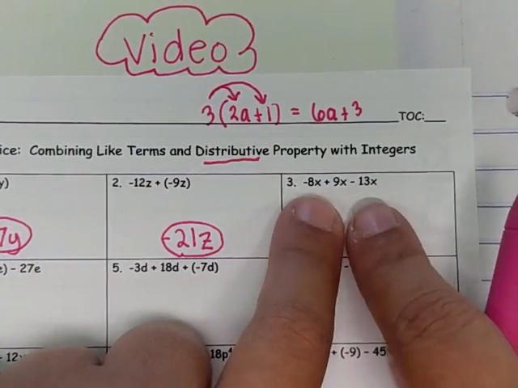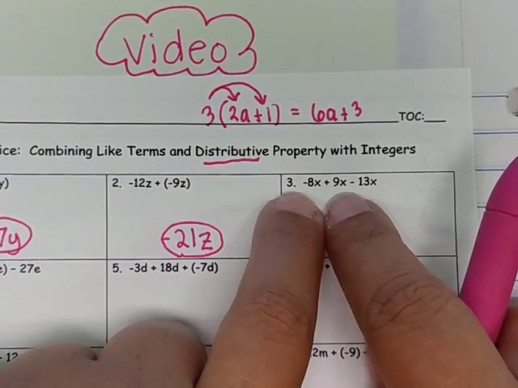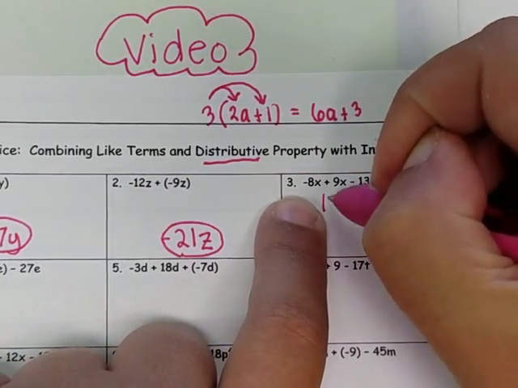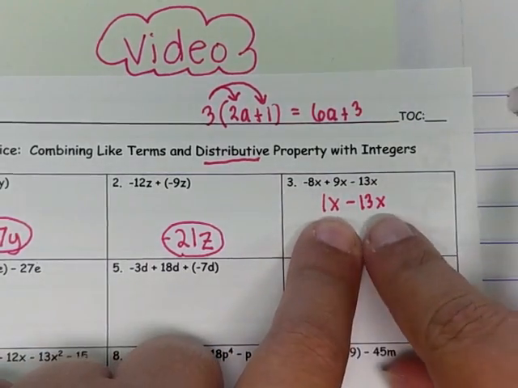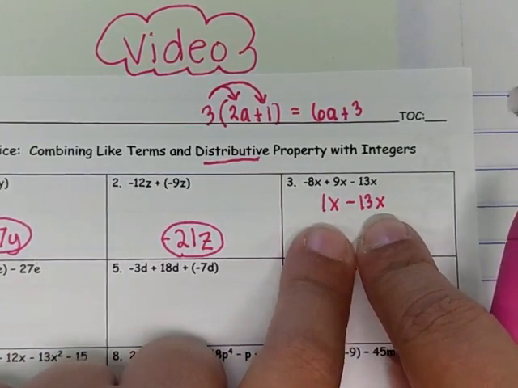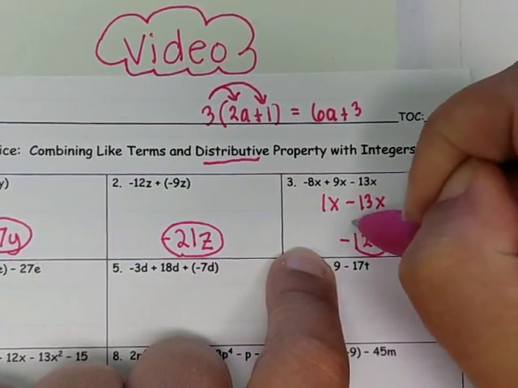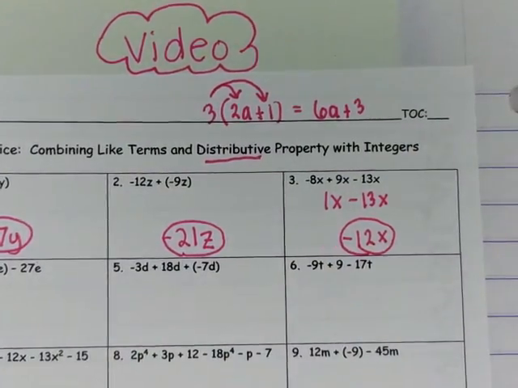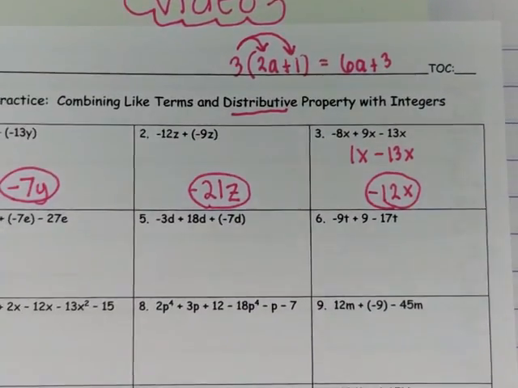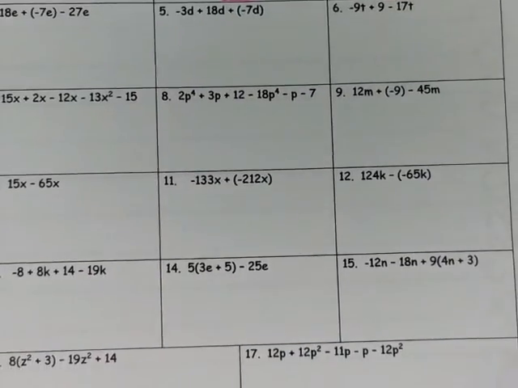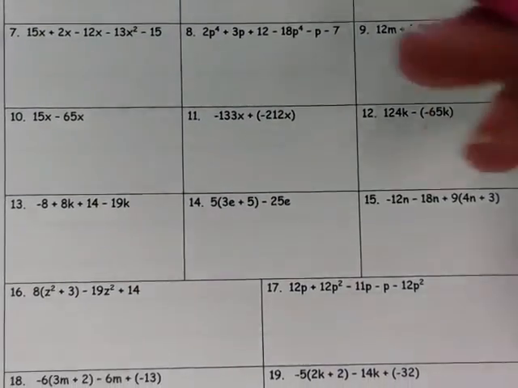I'm going to move over here, so I've got negative 8x plus 9x, I'm going to go in order, so it will give me 1x. And then 1x take away 13x. Well, 1 take away 13 is negative 12. So I get negative 12x. Okay. It looks like the rest of them are pretty similar. Let's jump down here to number 14 where you have to use distributive property.